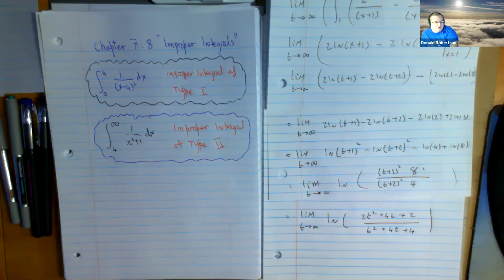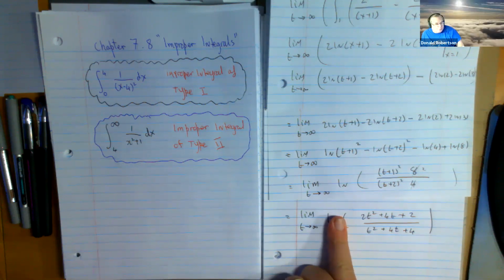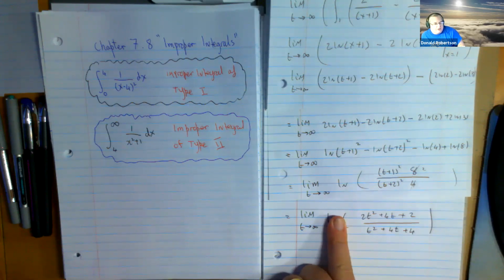Okay, I know the answer. What's the limit of that thing going to be? Forget about the log. 2. It's going to be 2. Now, can I do that? Divide top and bottom by t squared, or do L'Hopital a couple of times, but it is 2.